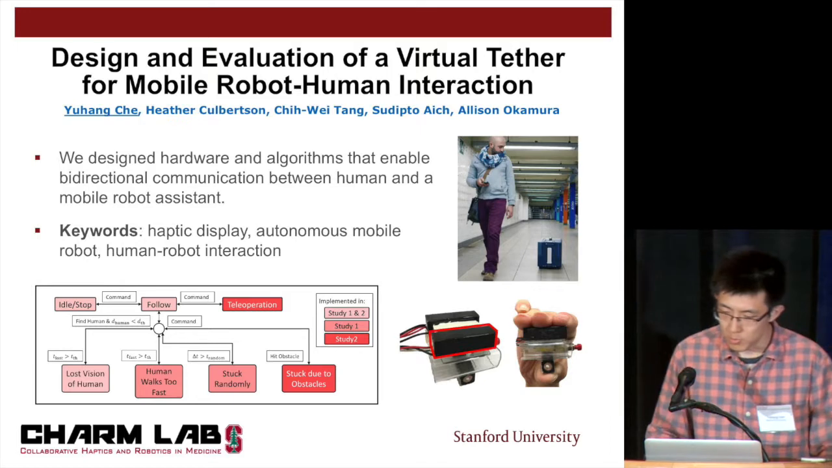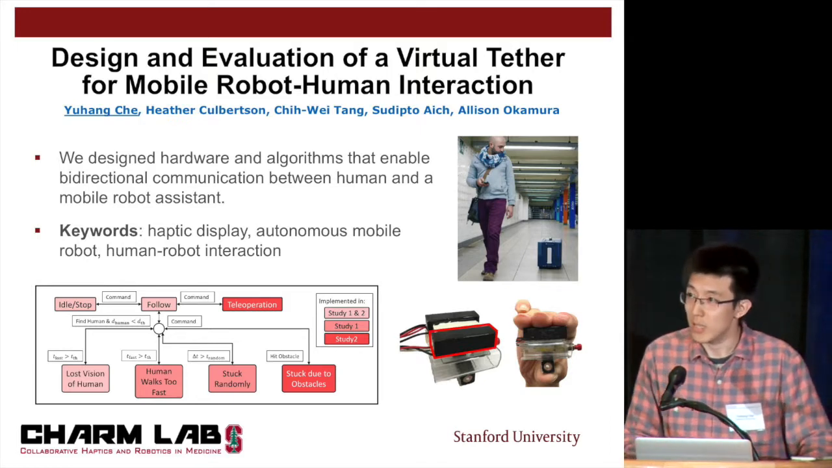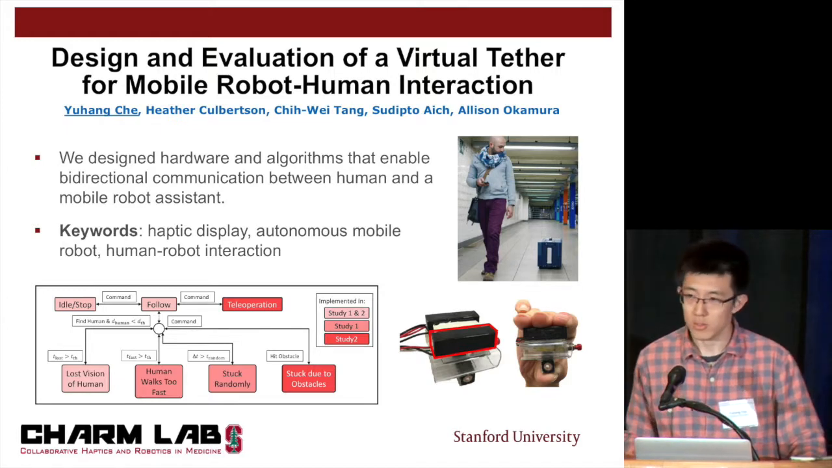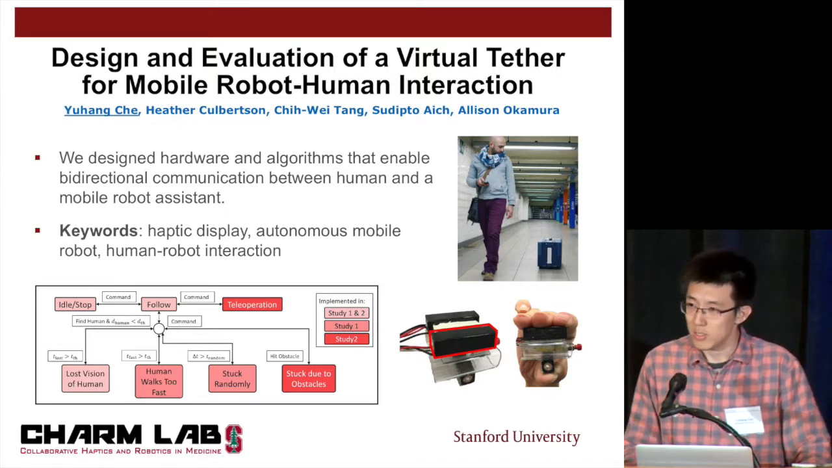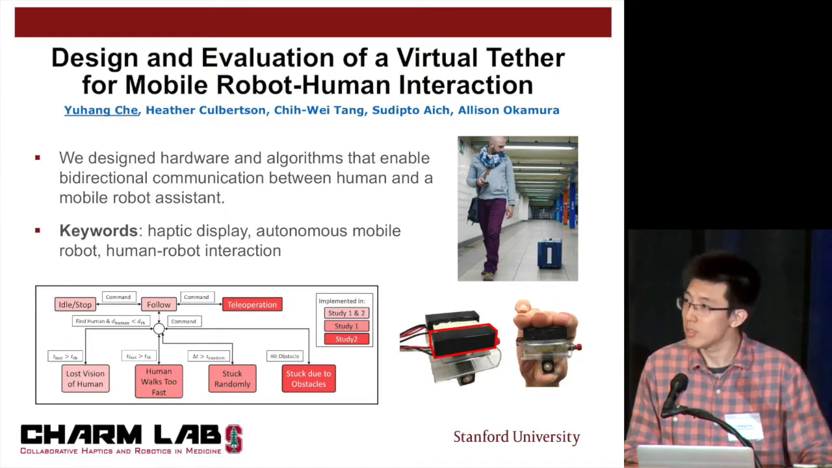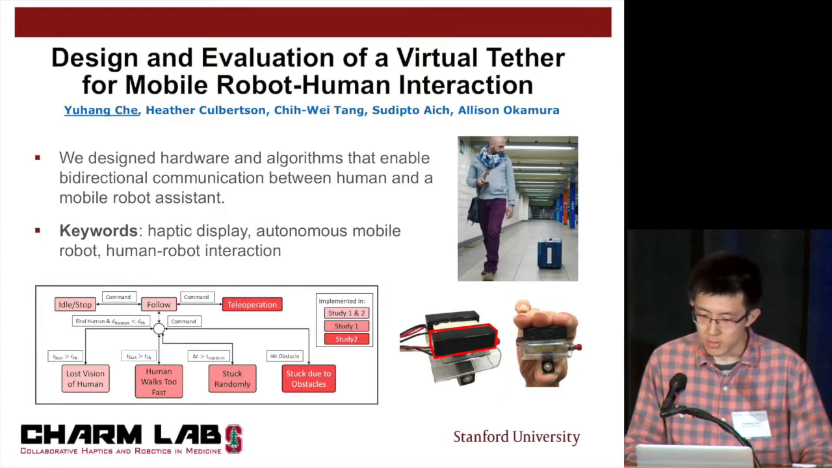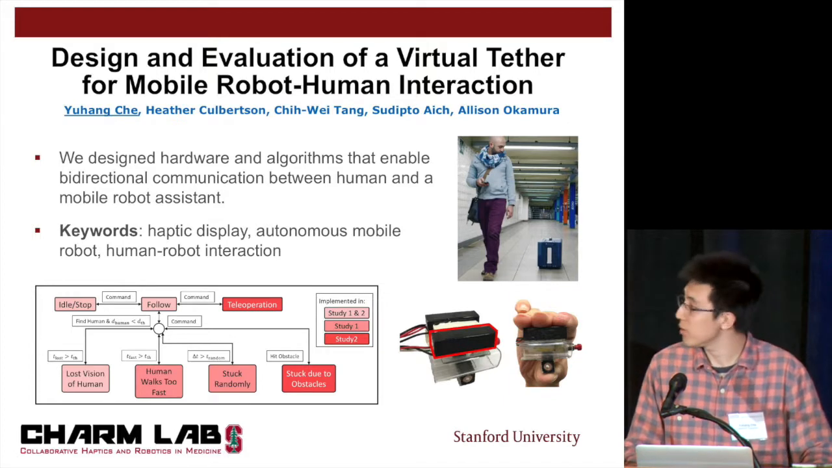Hello, everyone. My name is Yu Hang, and I work with Professor Allison Okamura. So my research is about using haptics, which is the sense of touch, to facilitate communication between human and robot. So we primarily focus on mobile robots that can follow people around, like this autonomous suitcase shown in the picture.